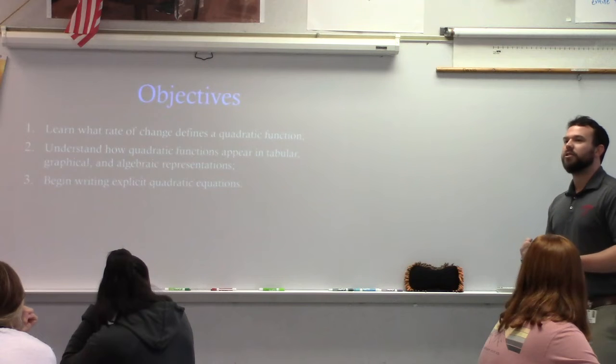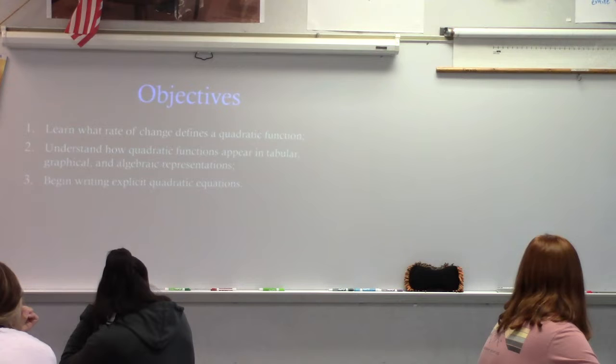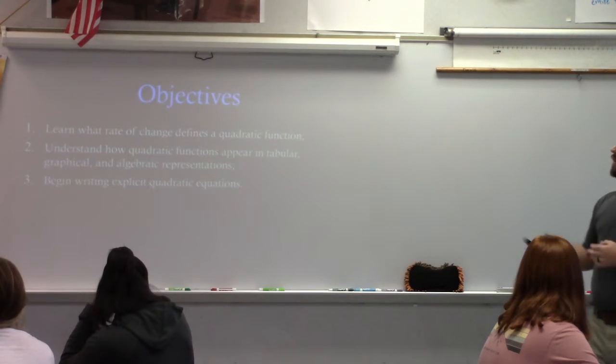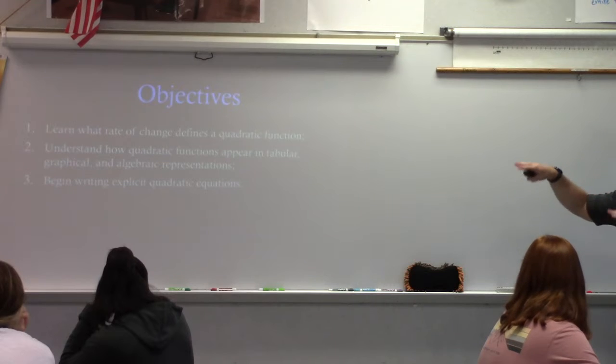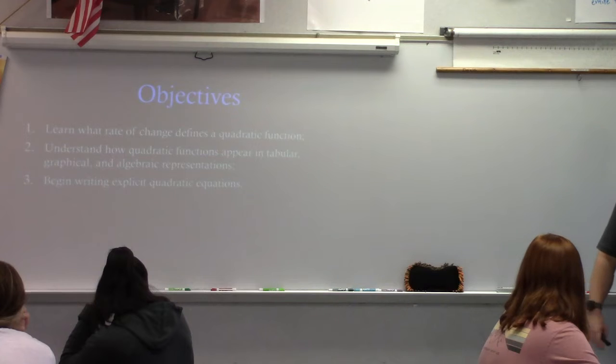So we're looking for those patterns and relationships, and today we're getting further into, and we should wrap up, the rate of change that defines a quadratic function. We need to understand how quadratic functions appear in tabular, graphical, and algebraic representations. And we've already started to look at the graph. We've already started to look at the table. We have the graph for the most part down. There's not a whole lot we need to add to it. We need to look further at the table and further at the algebraic. And we're just going to begin writing the explicit. And I'm going to talk about explicit versus recursive a little bit as well.